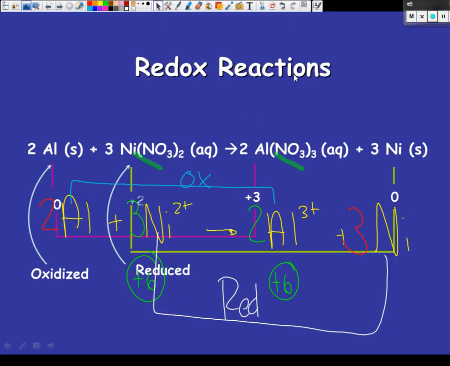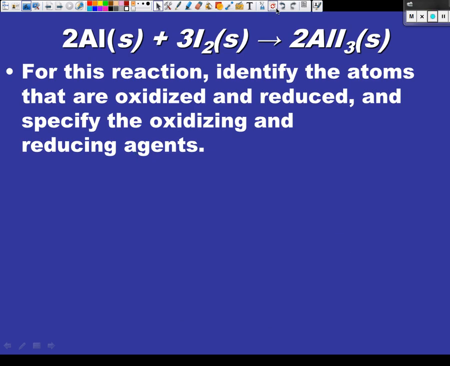Alright, so we've already done this, so let's roll on through. Alright, see if you can do this one. There is no net ionic. How can you look at that reaction and tell there's no net ionic? They're all solids. Does that make sense?